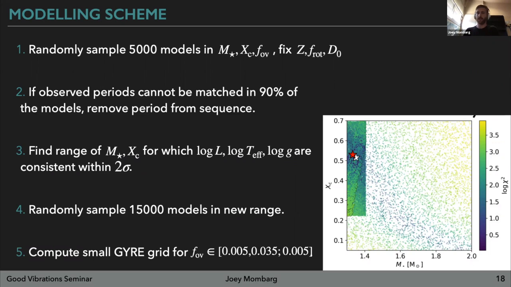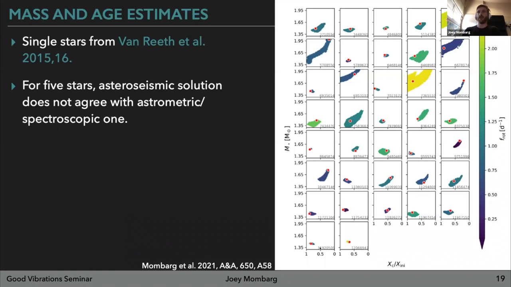All right, so here you can see the 68% confidence intervals in mass and age for the whole sample. So in general, we do quite a good job. And for most, we can constrain it rather well compared to, for example, just using PyNOT. Only for a few stars, 5 stars, we are not able to match the asteroseismic solution with the luminosity or the spectroscopic solution.